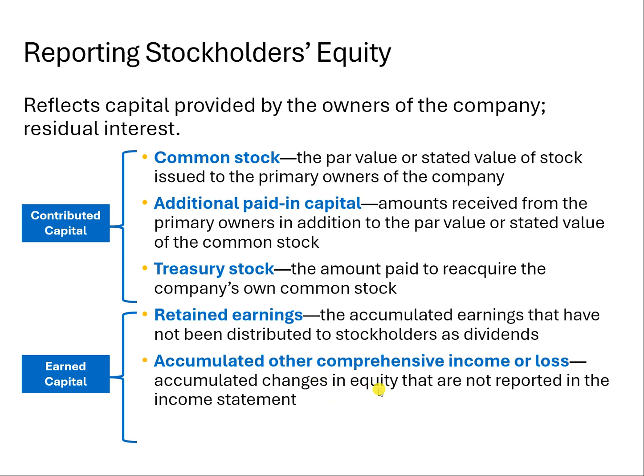Those are the changes in equity that are not reported in the income statement. Not all the changes will be reported in the income statement because certain value increases in assets are not going to generate any revenue or any gains. Instead, we have an increase in equity but not an increase in net income. So those increases will be reported as accumulated other comprehensive income.